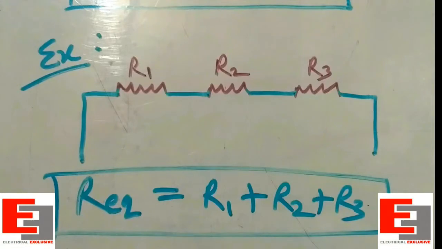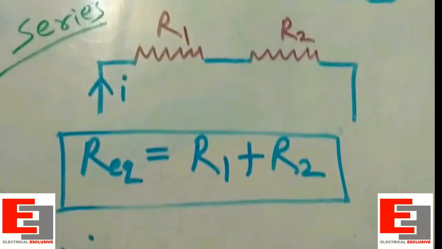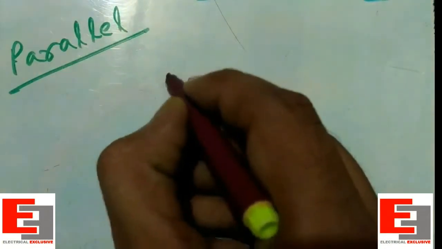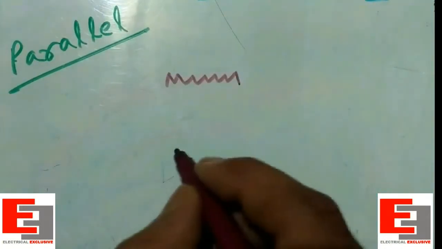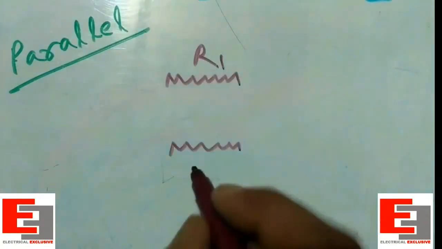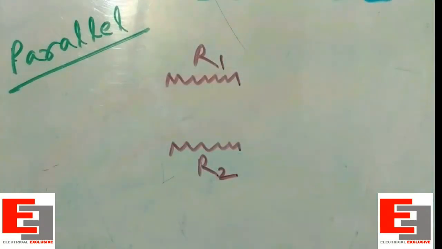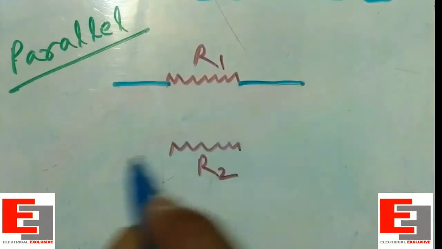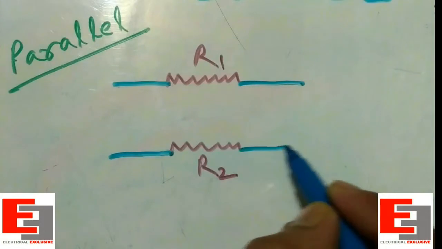Now the first part of our topic is finished. Let's proceed towards the second part, that is parallel connection. So friends, suppose we have two resistors. Let's say this is R1 and this is R2, and these two resistors are connected in parallel.